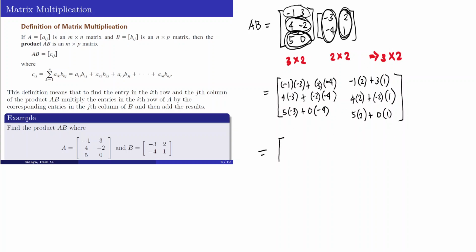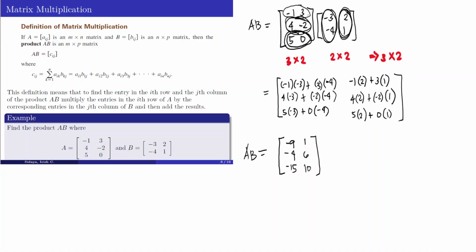To get the result, we have, this is positive 3 minus 12, so that is negative 9. And then this one is negative 2 plus 3, so that is 1. Then negative 12 plus 8, so that is negative 4. Next is 8 minus 2, so that's 6. This one is negative 15, this is 0. And then this one is 10, and then this one is 0. Okay, so the answer is this one. So this is the product AB.